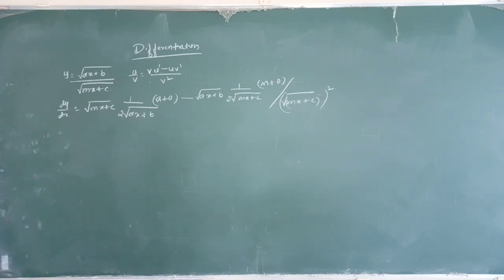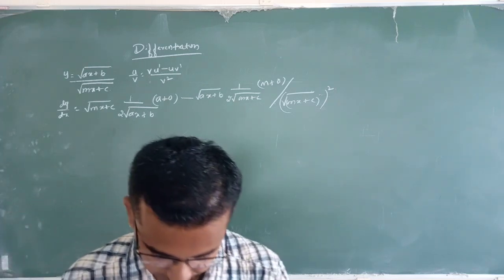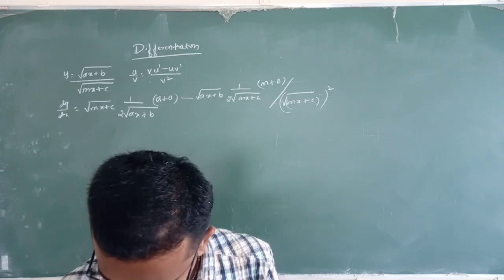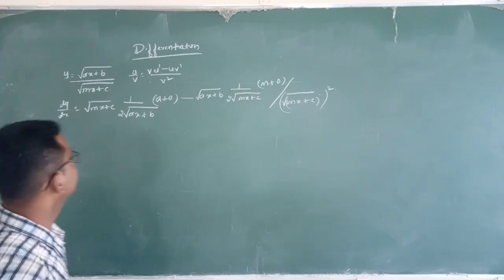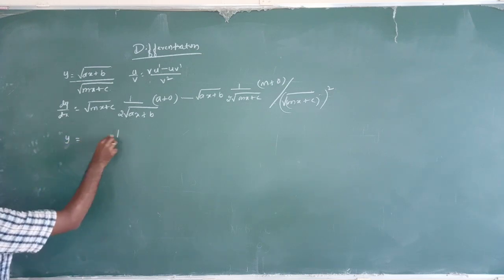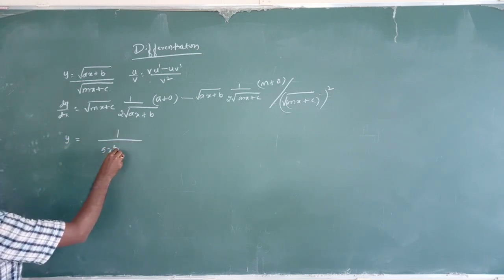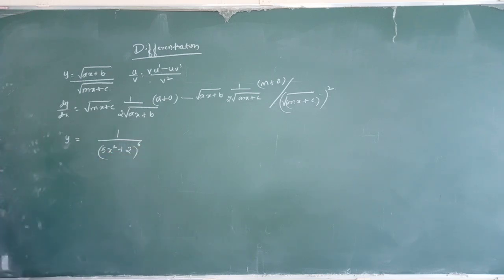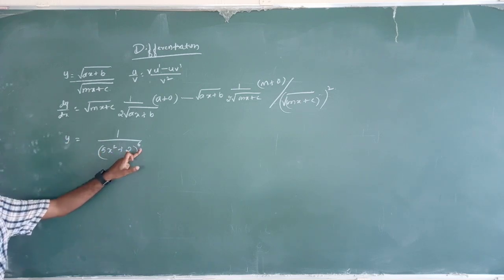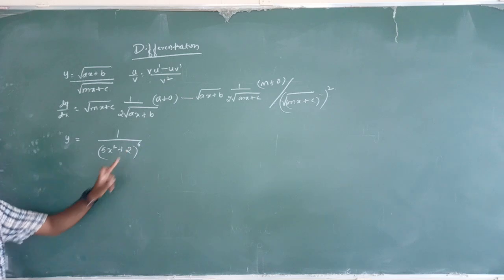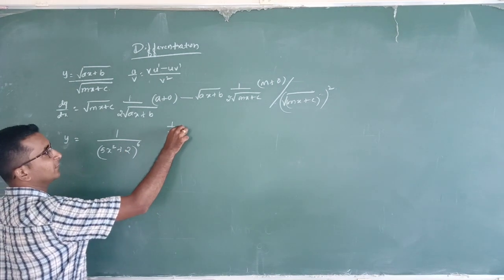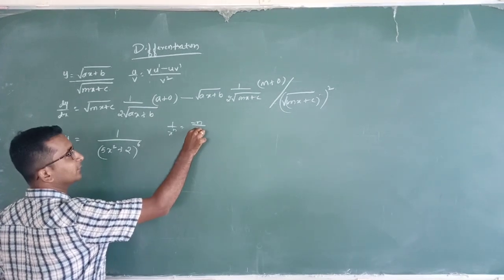Now the next example I am going to solve: 1 divided by (5x square plus 2) whole raised to 6. Now in which form is it? 1 divided by x raised to n. What is the differentiation of 1 divided by x raised to n? It is minus n divided by x raised to n plus 1.